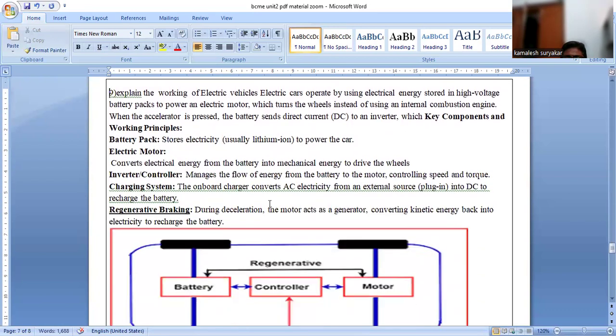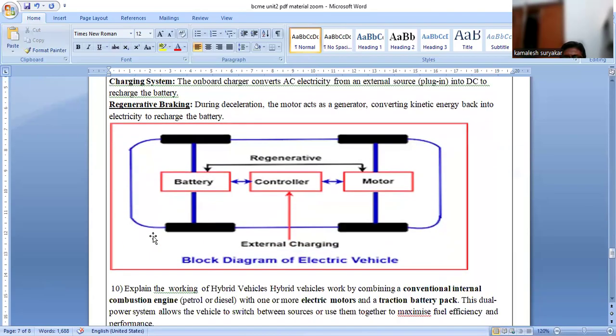So taking the next question, the ninth question: explain the working of electric vehicles. You can see electric cars operate by using electrical energy stored in high voltage battery packs to power an electric motor. So one electric motor is there that powers the wheels instead of using an internal combustion engine. So you are going to remove the internal combustion engine. You are going to plug in a high voltage battery pack instead, which will do the work of an engine. Okay, here you can look at this diagram, you will understand what I wanted to say.